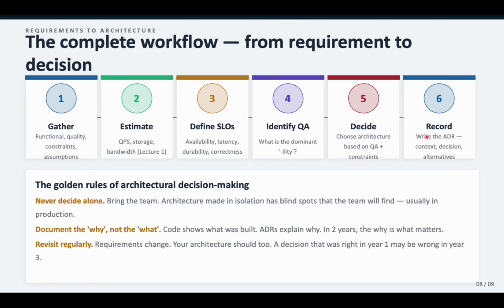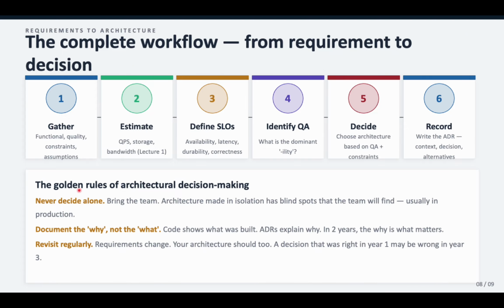Then in step number 6, we have record. So write the ADR, document the context and the numbers from your estimations, the SLOs from step 3, the constraints from step 1, and document the decision. Document what you considered and rejected, number it and store it with your code.